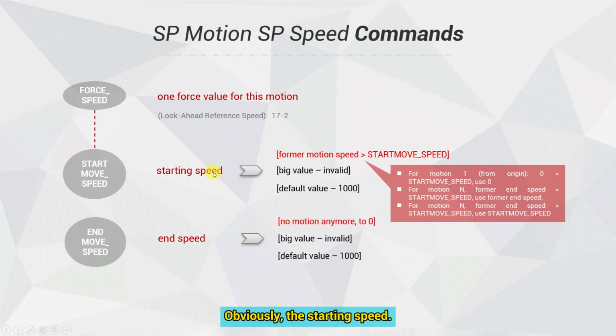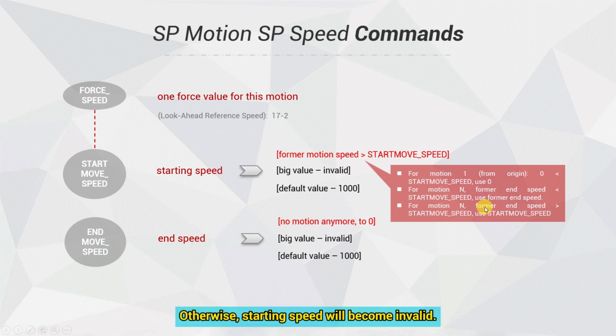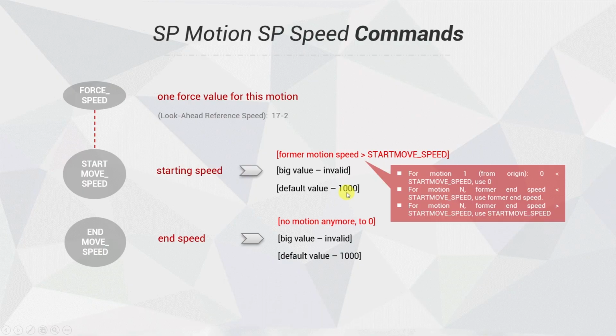Second one, start move speed. Obviously, the starting speed. When it is needed, SP speed should be larger than this starting speed. Otherwise, the starting speed will become invalid. When it is not needed, set it as a bigger value. The default value is 1000.